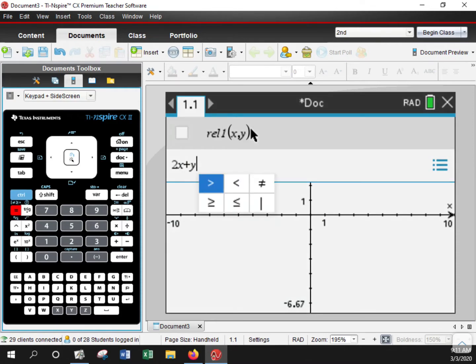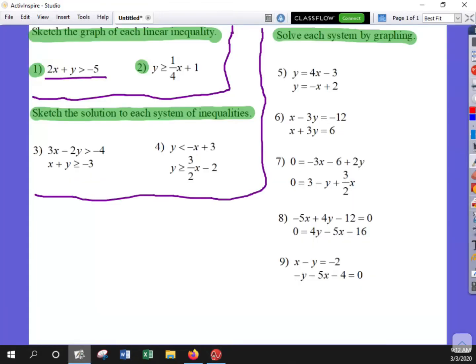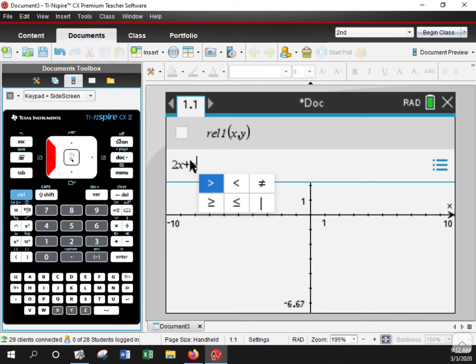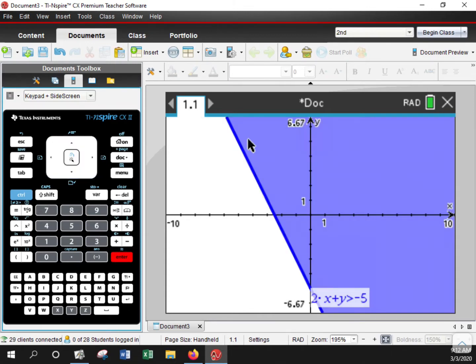By the way, if you didn't notice, when I'm trying to see what buttons I'm using, you can just see there on the calculator, in red, the buttons I've hit. All right, so greater than -5. So greater than, not minus, -5. And then if that's all I'm graphing, I just hit enter, and we see our graph.